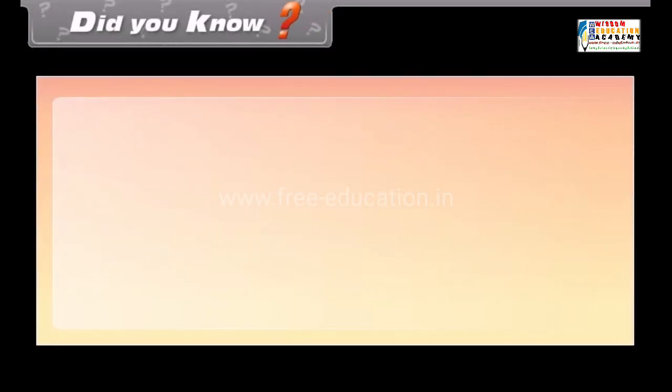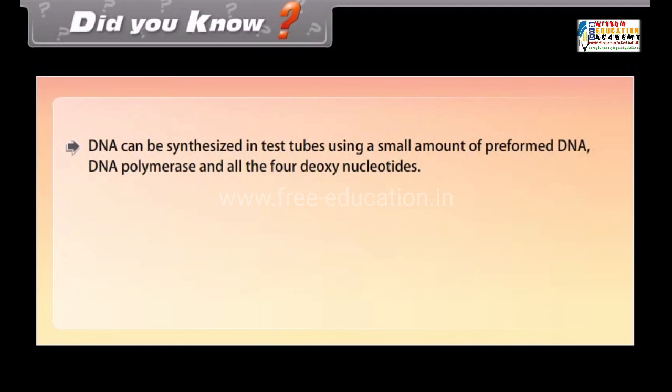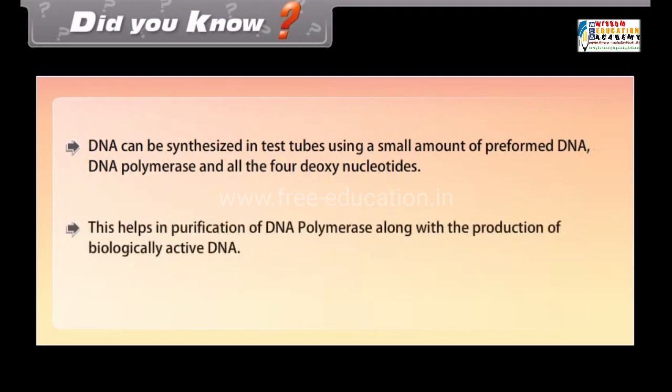Did you know DNA can be synthesized in test tubes using a small amount of preformed DNA, DNA polymerase and all the 4 deoxynucleotides? This helps in purification of DNA polymerase along with the production of biologically active DNA.